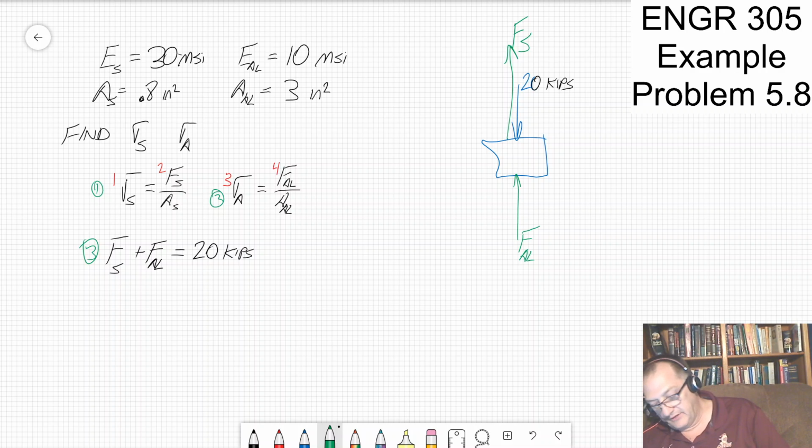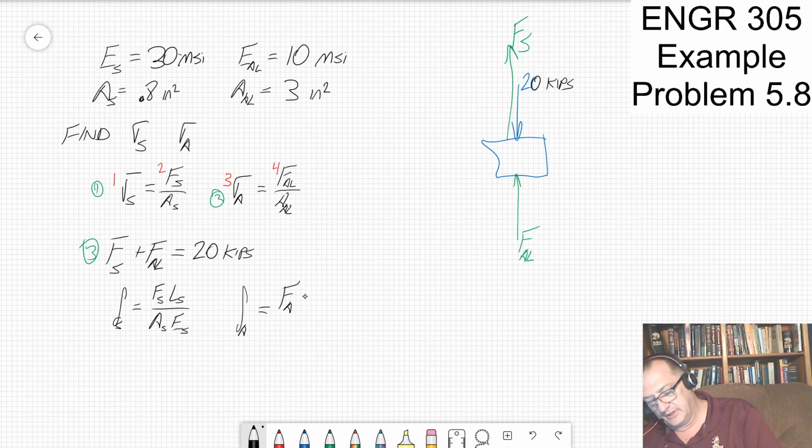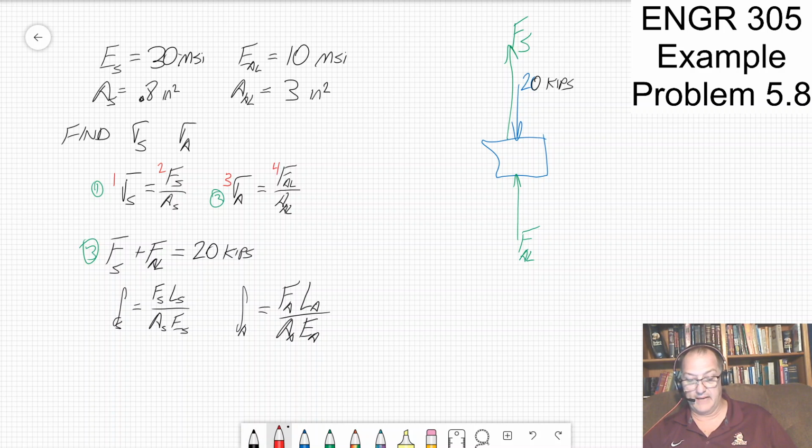And then I've got a fourth equation I can write down, which we know is the deflection in the steel is equal to the force in the steel times the length of the steel over the area of the steel times Young's modulus for the steel. Write the same thing down for the aluminum. Force in the aluminum, length of the aluminum over the area of the aluminum, Young's modulus for the aluminum. Wow. Okay, did I add more unknowns? Absolutely. I added delta, so this is 5, and this is 6.